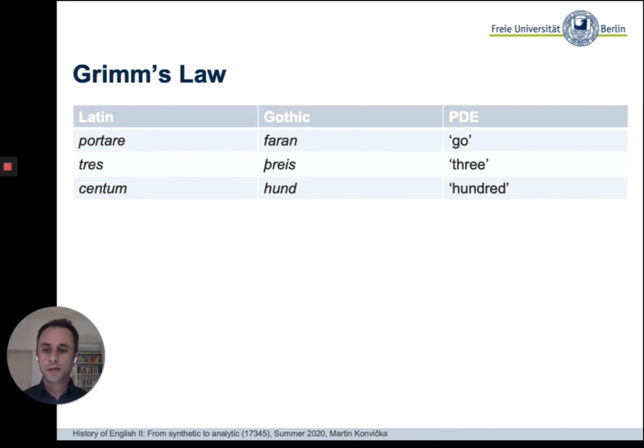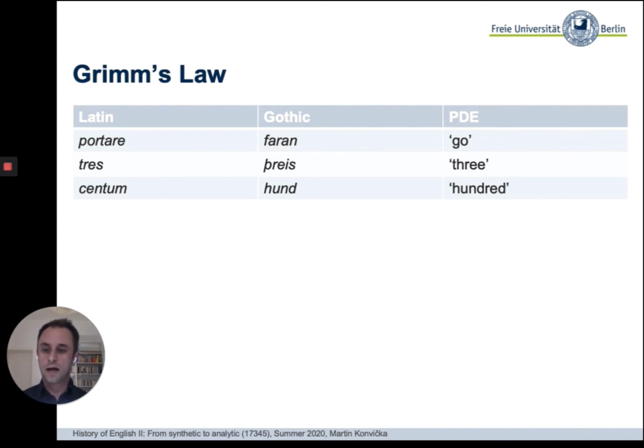Right, and now please concentrate only on the first consonant of those words. So in Latin you have the verb portare, meaning to go, and in Gothic you have the verb faran, to go. Then in the second line, you have tres in Latin, and in Gothic you have threis, 3. In Latin you have centum, and in Gothic you have hund, 100. So portare, faran, tres, threis, centum, hund. All 3 words in both languages mean the same: go, 3, and 100.